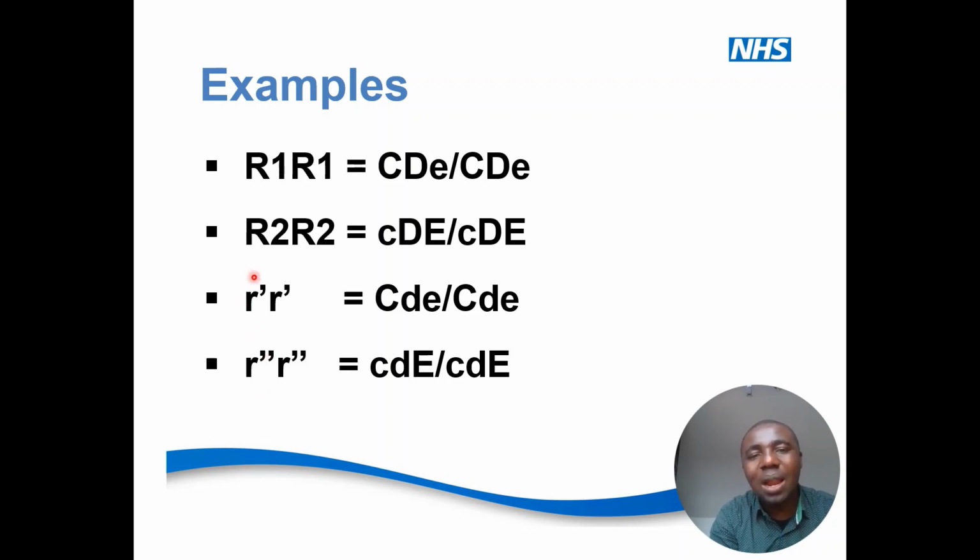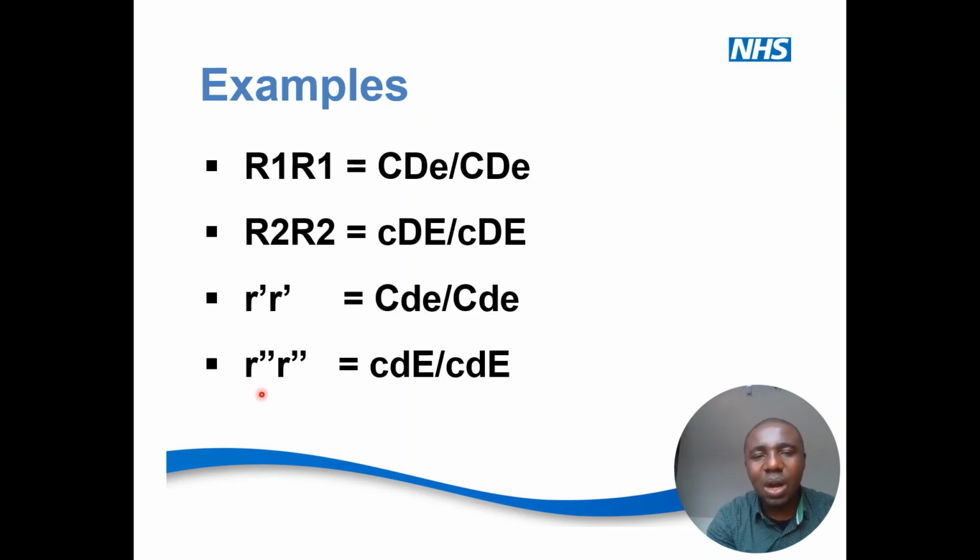So little r1 means big C, small d, because little r means D antigen negative. So that will be small d, then little e. And because it is little r1, you repeat it again. So the difference between this and this is the capital D. There's a capital D here, but there's a small d here. And the reason is because this is little r, while this is a capital R.